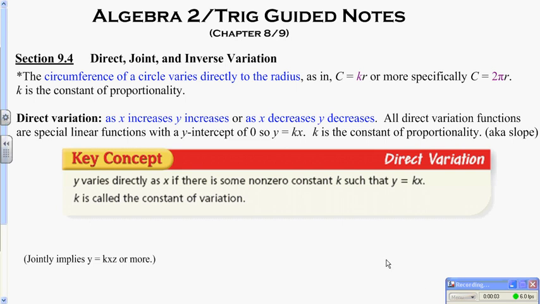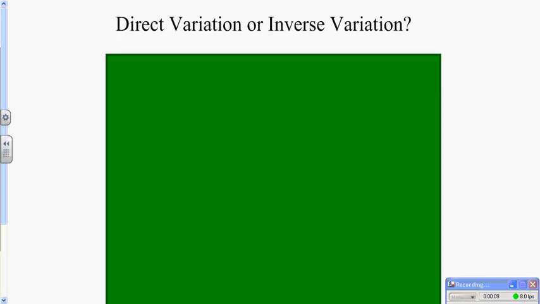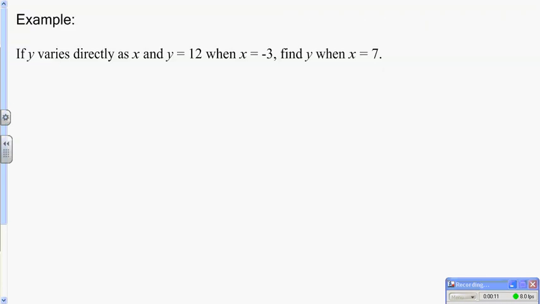Lesson 9.4, Direct, Joint, and Inverse Variation. To start with this lesson, I'm going to go to this example and remind ourselves that a direct variation equation is of the form y equals kx, where k is the slope, or you could call it the tangent, or more typically known as the variation constant.